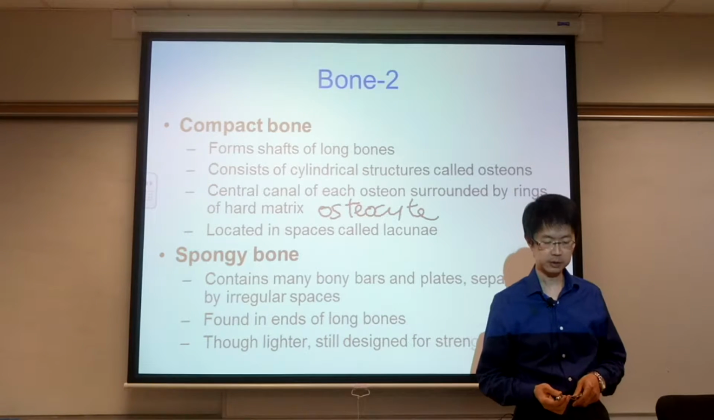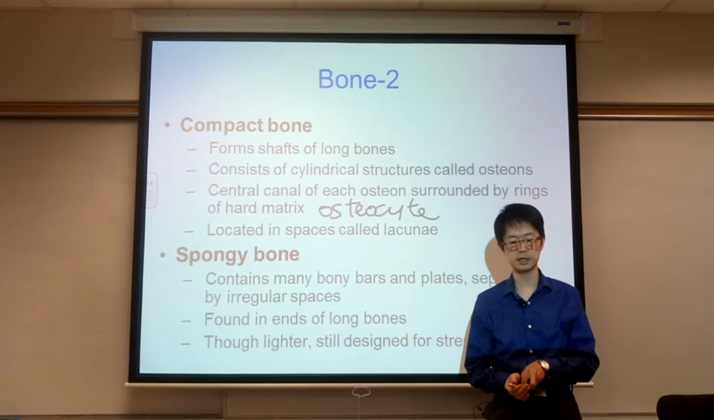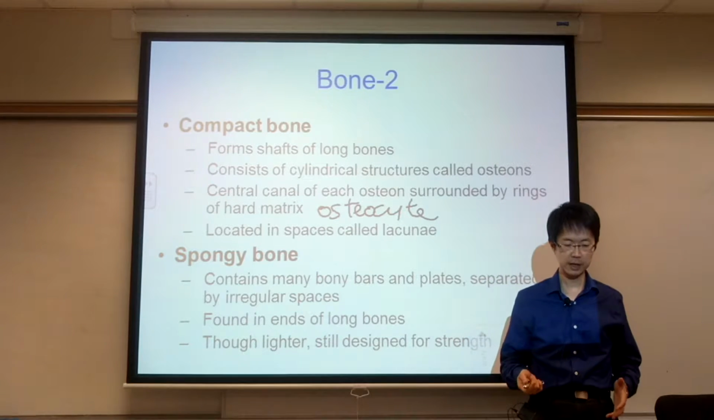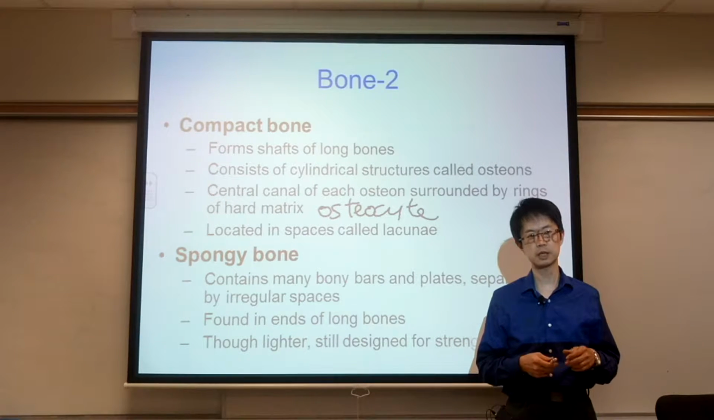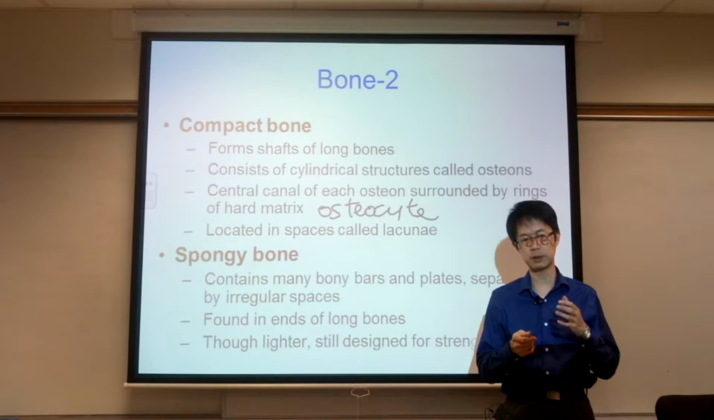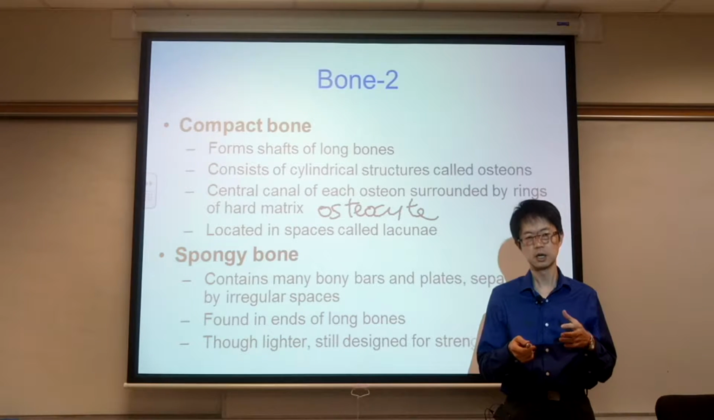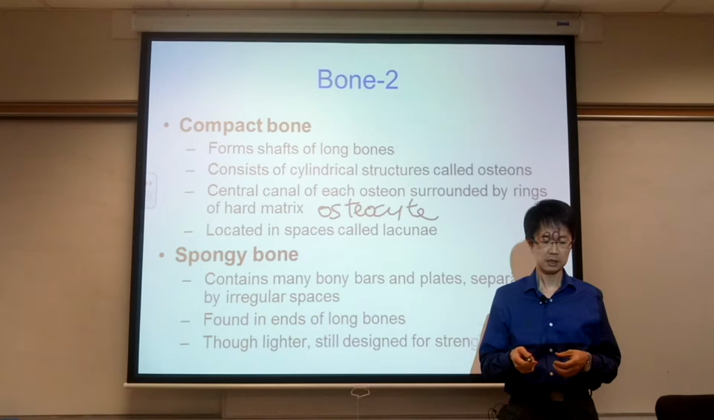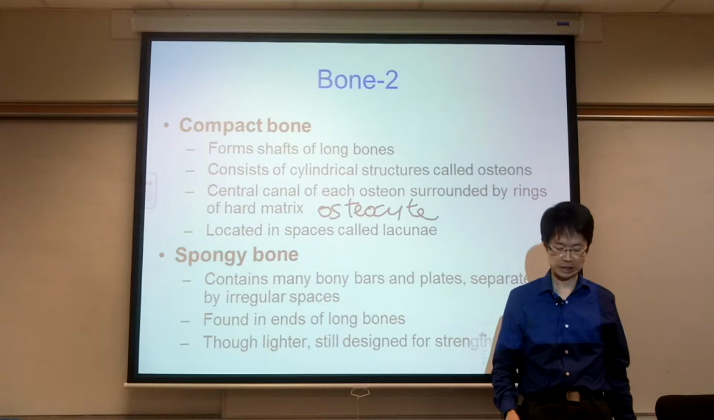They are lighter because they have a lot of empty space in them. Because spongy bone literally looks like a sponge, it has a lot of empty space. The empty space is not really empty. There are a lot of blood vessels going through this space. They are highly vascularized. They are at the end of the bone.